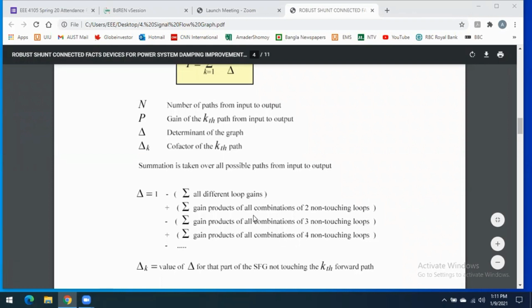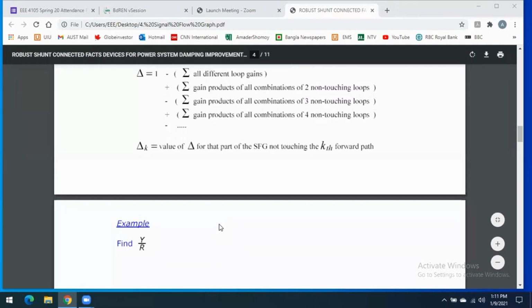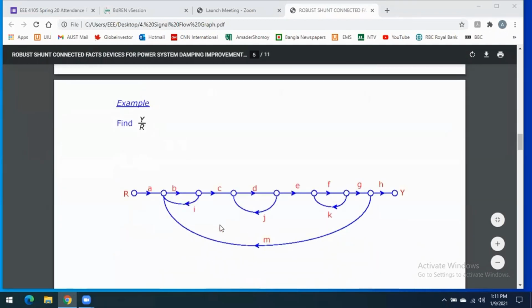Also I told you, suppose this term is not there, only non-touching pairs, then if this term is not there, you don't have to look for any further terms. If you find one possibility is zero, then you don't have to look for the others. If this is not satisfied, the next will never be satisfied. Then I solved some examples for you, 2 examples I did.